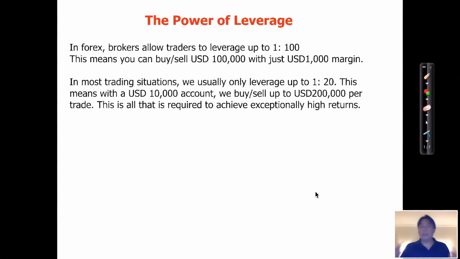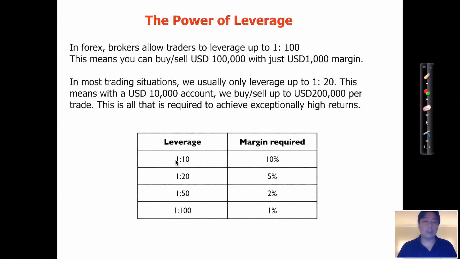Okay, so again, let me just talk a bit more about leverage. In Forex, most brokers will allow traders to leverage 1:100 times. So that means you can buy or sell 100,000 US dollars worth of currency with just $1,000 in your account. But in most trading situations, we usually only leverage 1:20. So this means that with a $10,000 account, we usually will buy or sell up to 200,000 worth of the currency at the very most. And that is all that's required to achieve exceptionally high returns consistently.